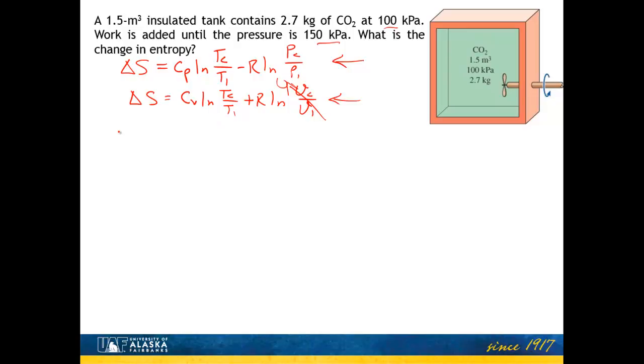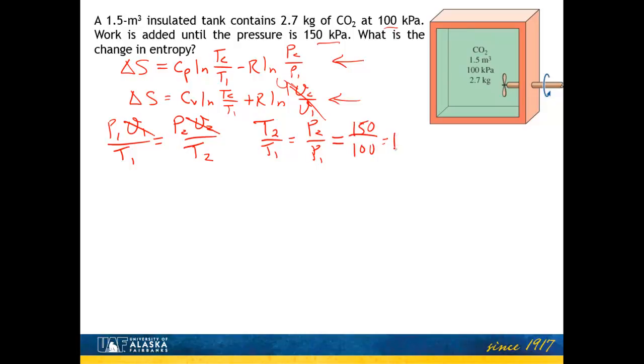The mass is fixed inside here, so I can use the combined gas law that says P1 V1 over T1 is P2 V2 over T2. The volumes are the same, so I can cancel those out. Rearranging this equation tells me that T2 over T1 is equal to P2 over P1. And I know what P2 over P1 is: that is equal to 150 kilopascals over 100, or that ratio is 1.5. So there's the ratio that's going to go into both of those equations.